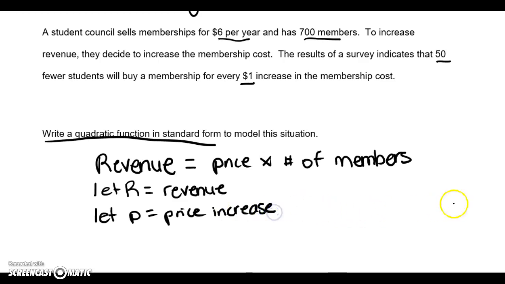If you would feel more comfortable, because part B of this question in your notes asks you to graph, you can also use X and Y. In this case, your R would be Y, and your P would be X.